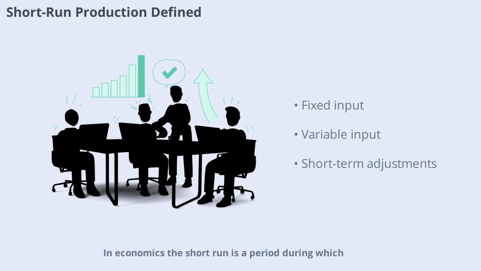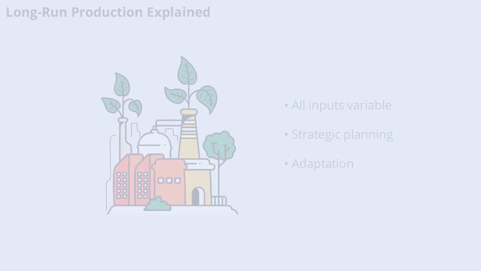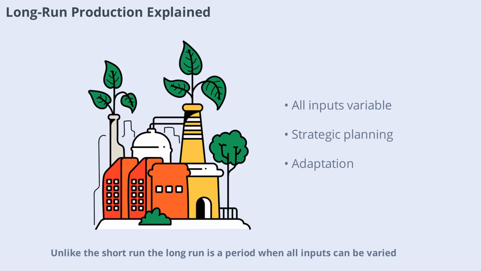In economics, the short run is a period during which at least one input, like machinery or factory space, remains fixed while others, such as labor, can be adjusted. For example, a bakery can hire more workers for a busy season, but it can't instantly expand its kitchen. This limitation shapes how much output can be increased in the short run and is crucial for understanding business flexibility and constraints.